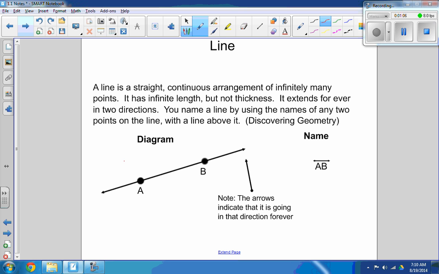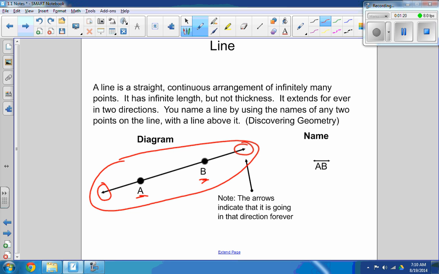So here's our diagram. This is our line. You've got points A and B here. Now note the arrows on both ends, indicating that it's going forever in both directions. Its name is both the points A and B with a line above it. And notice the arrows above it.